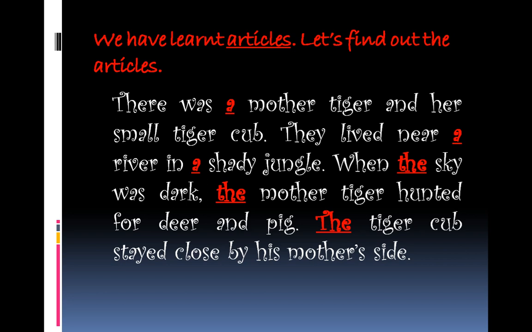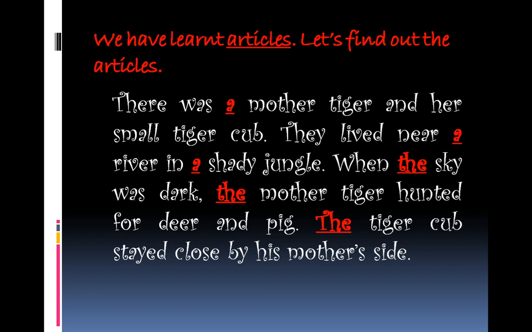Article a. When the sky was dark, the mother tiger hunted for deer and pig. Now you tell me, students, how many skies are there? One, right? It is a proper noun. We are not talking about any random sky, because there is only one sky. So we'll always use the sky. We can never say when a sky came, when a sky was dark. How many skies do we have? Only one sky. That is why we will use article the, not a.